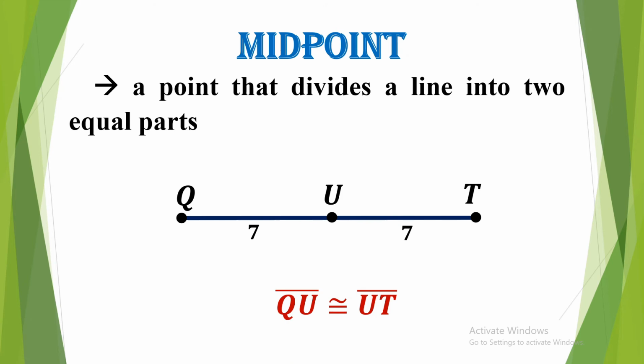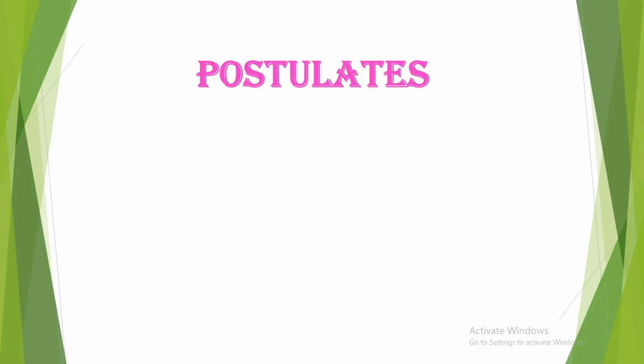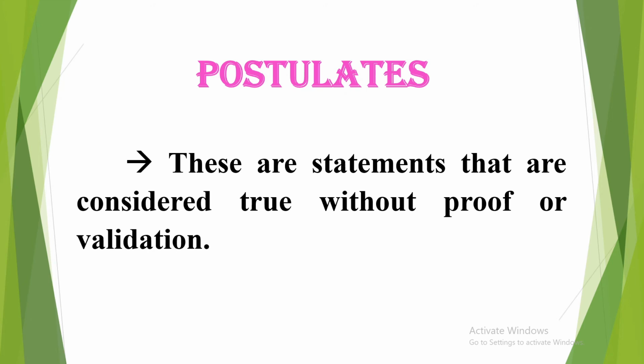So those are the defined terms in geometry. Let's now have the third component of the mathematical system in geometry, which is the postulates. These are statements that are considered true without proof or validation. Like what we have said last time on our discussion about proofs, postulates are used to prove or justify statements.